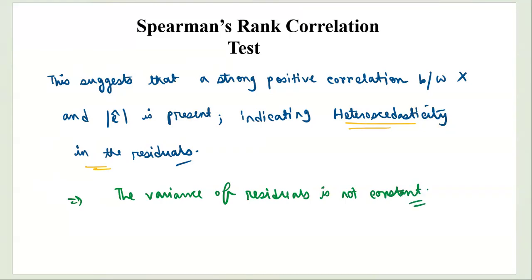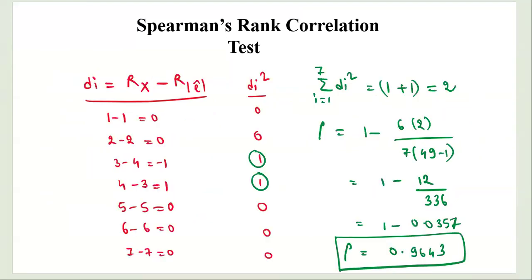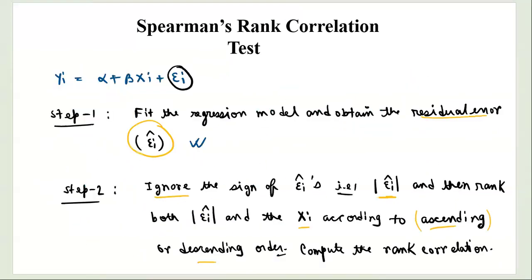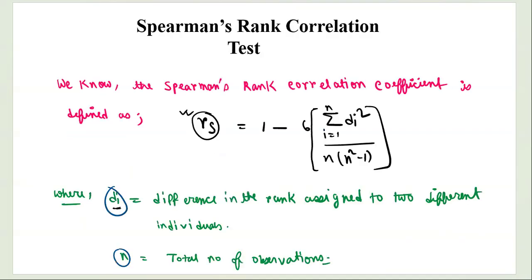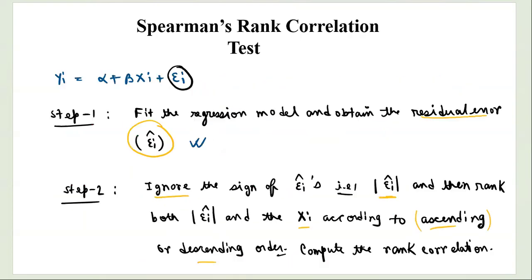I hope this explanation is sufficient and you got the entire process. Let me repeat whatever I have done in this video and then I'll end this video. So we started with the formal tests. We have said that there are 3 formal tests in order to detect heteroscedasticity in any regression model. And here in this video, I have talked about the first test, which is Spearman's rank correlation test, in which firstly I have given you the formula to find this Spearman's rank correlation. This is the formula of RS. And then what are the steps? Here you have 3 basic steps.